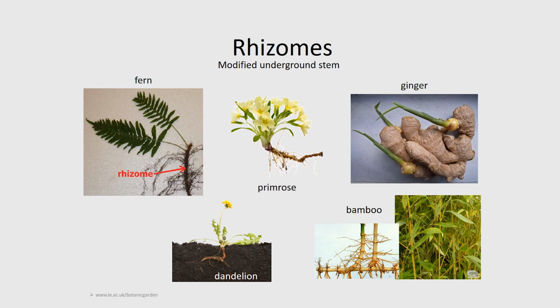Rhizomes are modified underground stems which are able to put up shoots of new plants. Ferns mentioned earlier, dandelions, primroses, ginger and bamboo, all can grow like this.